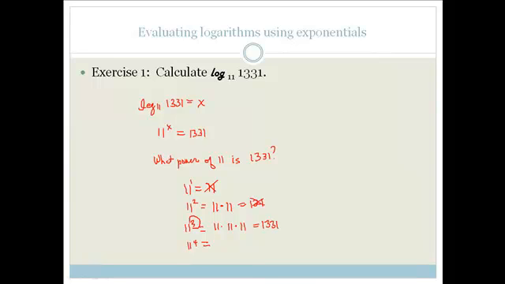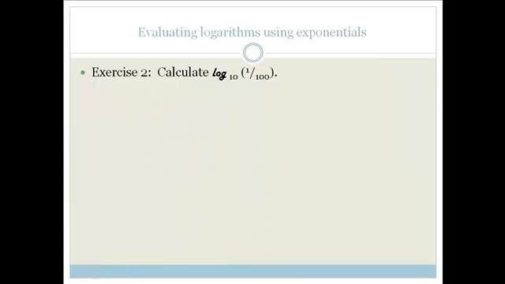11 times 11 times 11 is 1331. So the magic power is 3. So the answer to the problem is 3. There we go. Log base 11 of 1331 is 3. It's kind of fun, huh? Once you know how to use exponentials to help you solve the problem. Let's keep going, okay? Doesn't matter if we're working with fractions, decimals, whole numbers, integers, we can figure it out, right? All we need to remember is the logarithm trick. Convert it to an exponential.